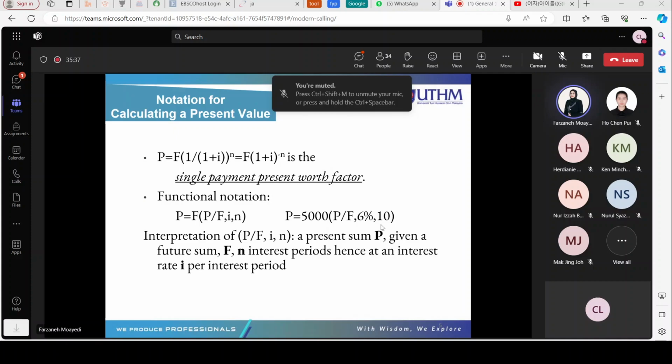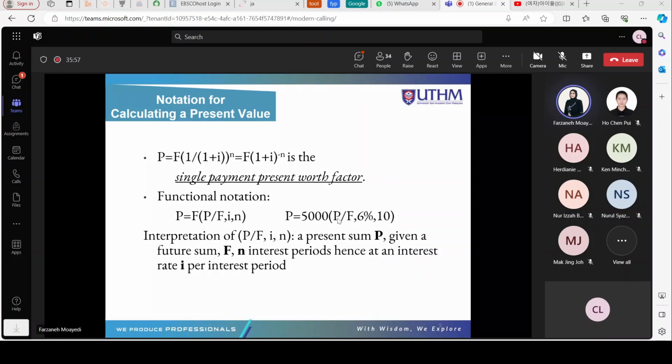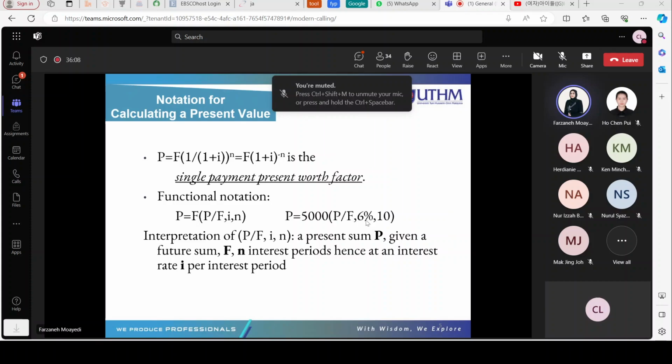Functional notation is exactly the same thing. It is not a formula. It's actually giving us direction on how to reach a number. The only thing that could be calculated here is the 5,000, for example, the future value, 5,000 times whatever we have here. But keep in mind, P/F, 6%, 10 years, it's actually the direction on how to get a value for it. Do not get confused, like 6% times 10. No, it's a wrong concept. Or divide is also a wrong concept.